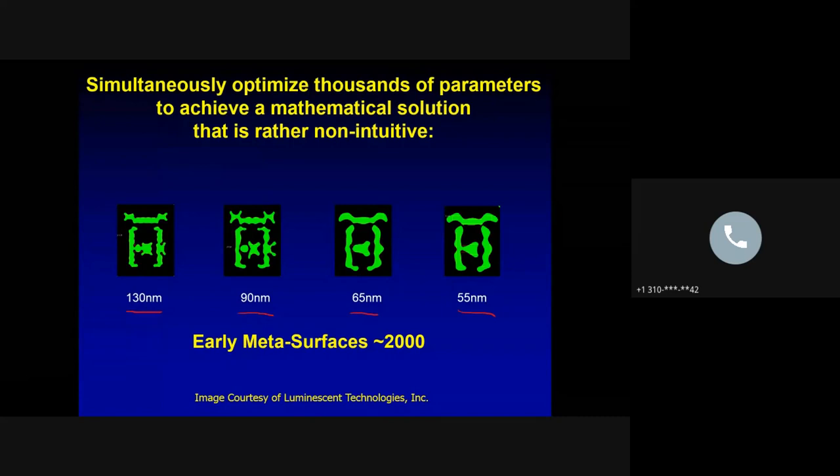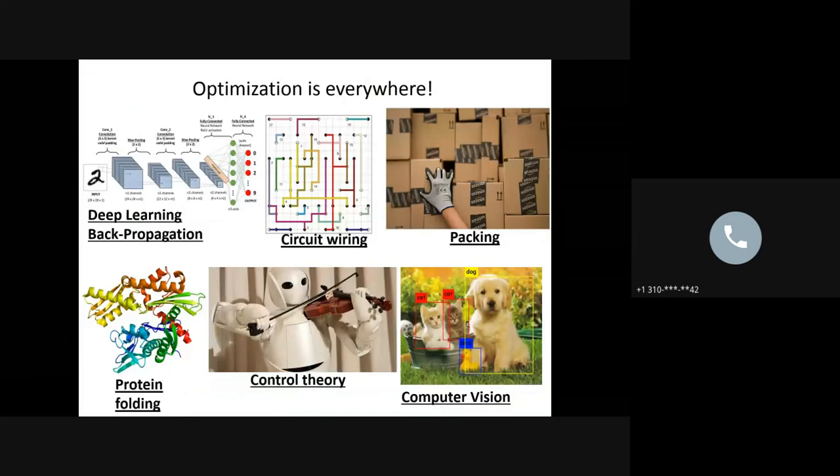So how important is optimization to our daily life? Well, most recently, it's used for deep learning, where it's called backpropagation. You have to optimize matrix elements so that they give you a desired result. For example, in identifying objects in an image, you train it by showing it many pictures of dogs and cats and other animals, and it works backward and figures out what matrix will operate on the photograph and tell you, yes, it's a dog, or yes, it's a cat. This is one of many examples. Of course, in circuit wiring, there's optimization. In packing, there's optimization. In protein folding and in control theory, and especially in computer vision.